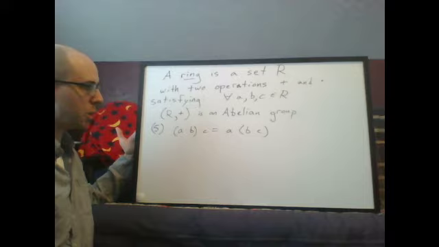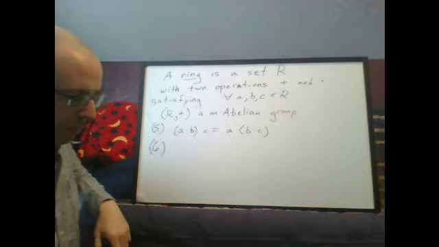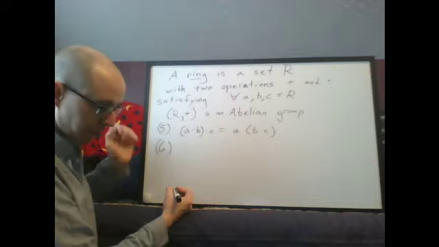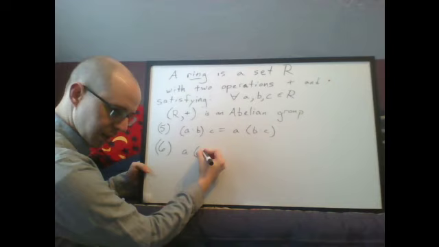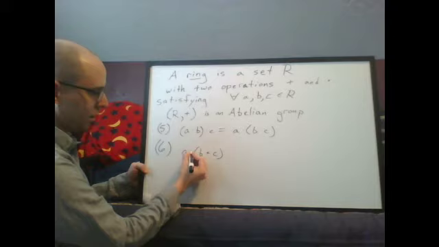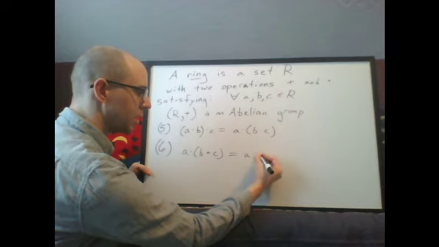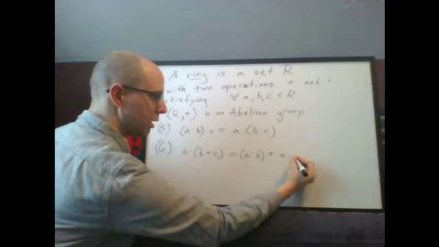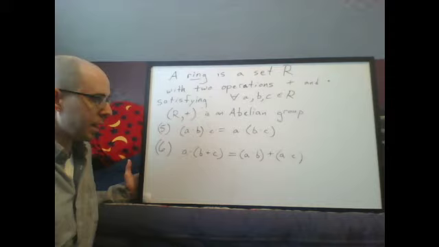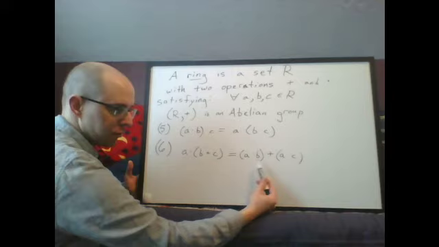The other two properties are about the interaction between addition and multiplication. So these are our distributive properties, which would say, there's two of them, A times (B plus C) is the same thing as A times B plus A times C. And so order of multiplication matters. So A is being multiplied in the front here. It's multiplied on the front on both of these two terms.